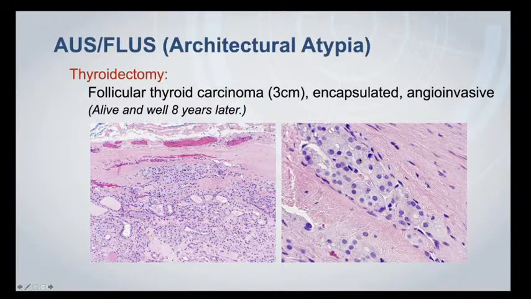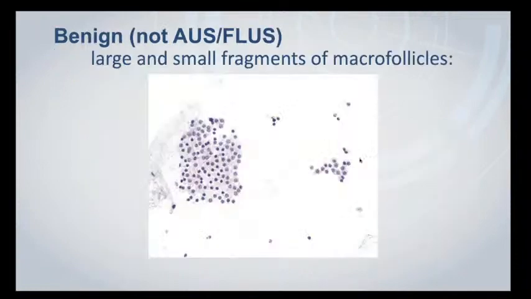This is not the usual follow-up of an AUS cytology. I think, as you all know, most AUSs turn out to be benign, but it's just a good reminder why we have this category and why we pay attention not just to cytologic atypia, but also to architectural atypia. Just a reminder again that not everything which is a small aggregate of follicular cells is a microfollicle.